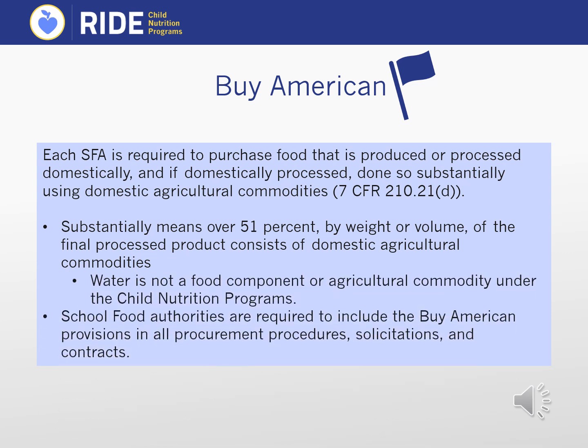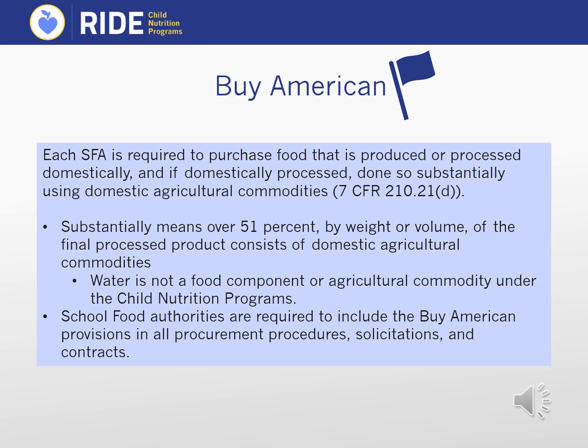Next up is Buy American provision. Each school food authority is required to purchase food that is produced or processed domestically, and if domestically processed, done so substantially using domestic agricultural commodities. Substantially means over 51% by weight or volume of the final processed product consists of domestic agricultural commodities. Water is not a food component or agricultural commodity under the child nutrition programs.